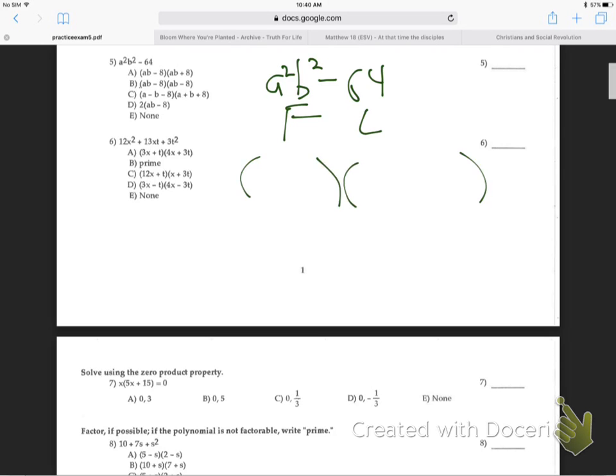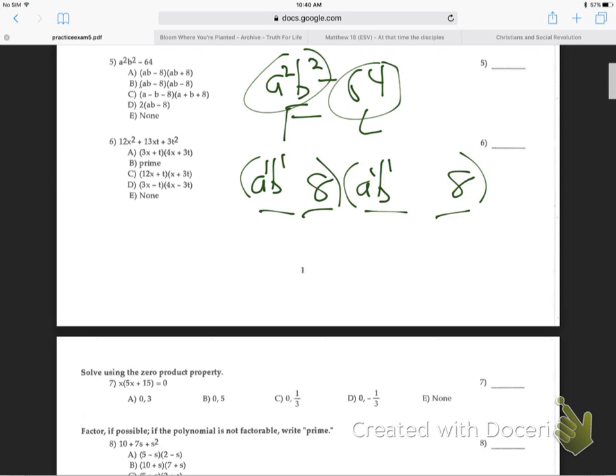It means you just do two parentheses. Front times front to be front: what times what is a squared b squared? A1, B1, A1. You don't need the ones, but just for extra clarity, because the powers would add. And last times last to be last: what times what, 64? 8 and 8. How do you get a negative 64? One positive, one negative, either order. Done. Just an FL, because there was no GCF. Always we look for GCF first. So is that A? There's A. Onward and upward.